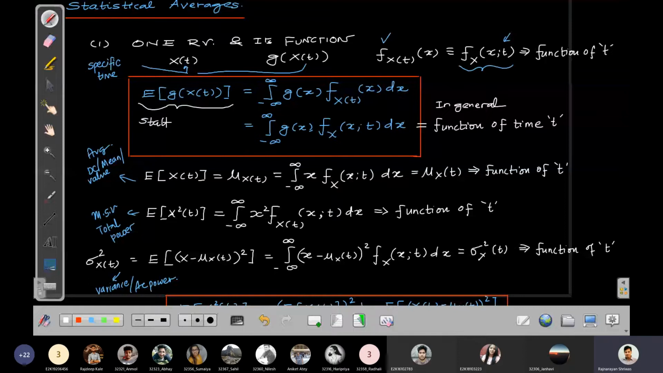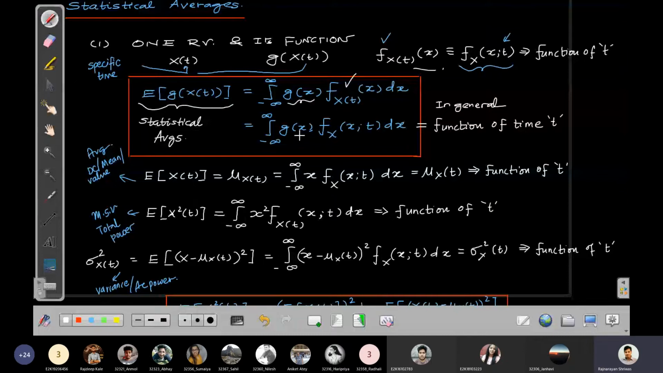How many functions can you define on X(t)? Infinitely many functions can be created of X(t). So there will be infinite statistical averages, right? This is simply defined with g of small x, because it has to be a numerical value. When you fix omega, when you fix time, you get a point. This is the PDF at that time, and you can simply write this expression. It is the same thing I've written in the second line also.